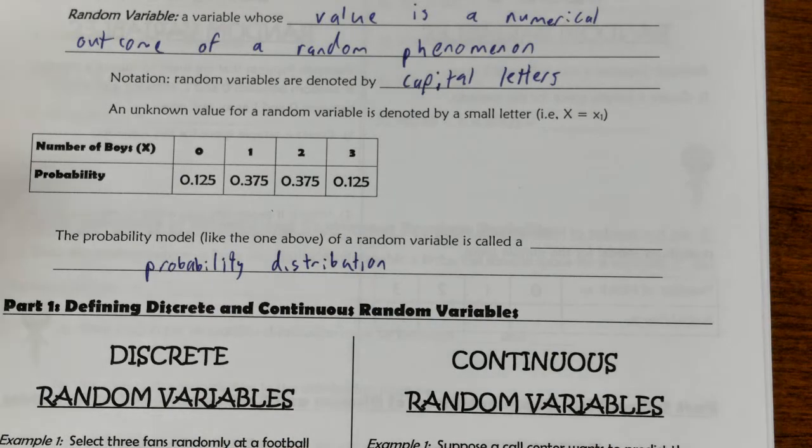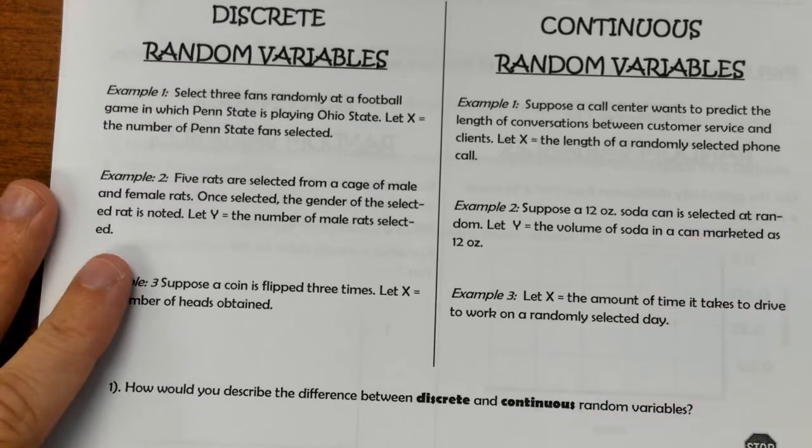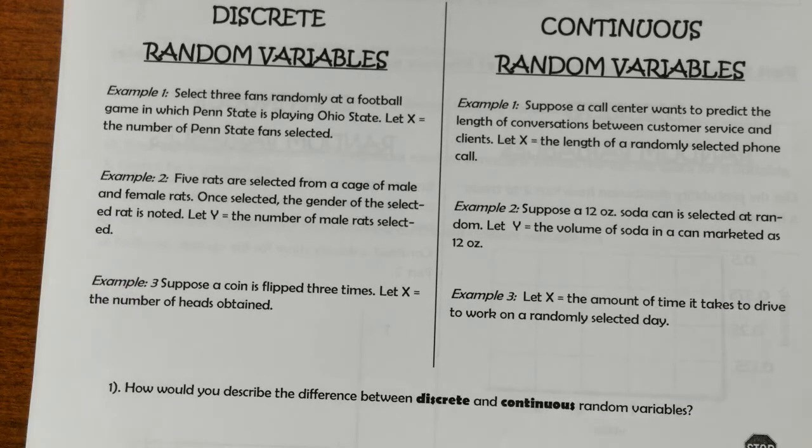Now there are two different types of random variables we could be looking at. First is a discrete random variable. Now what a discrete random variable would be, well, take a moment and think about it. So we have our first example 1, example 2, example 3. Read it over for discrete random variables. Do the same thing for continuous random variables. Think about what the difference between the two are.